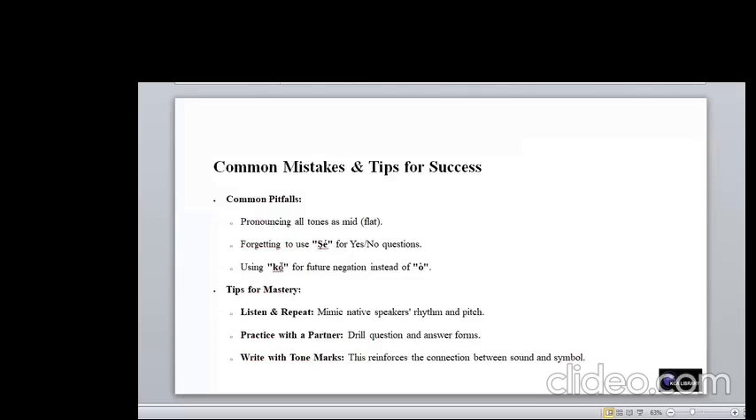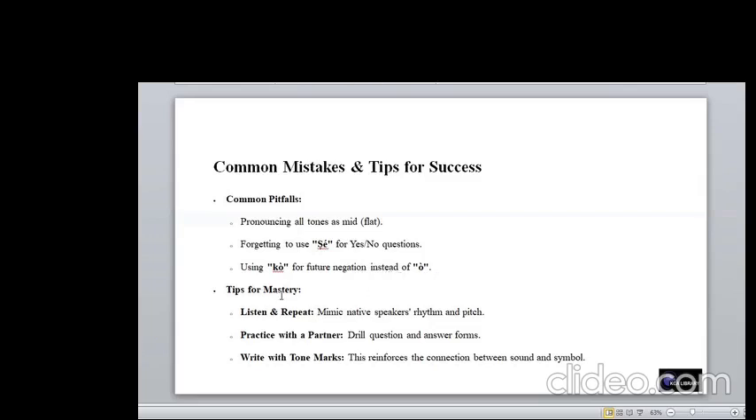So, common mistakes and tips for success. If care is not taken, there are some common pitfalls. One is pronouncing all tones as mid, pronouncing it as a flat tone. Another mistake is forgetting to use ṣé for yes and no questions. So revisit the slide for better understanding. Then another pitfall is using ko for future negation instead of o.